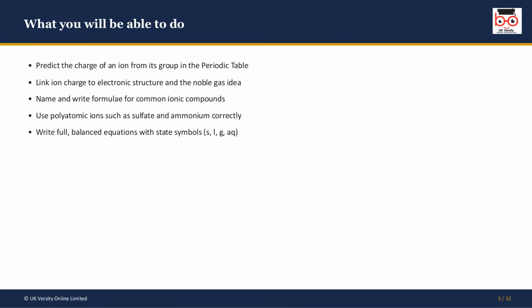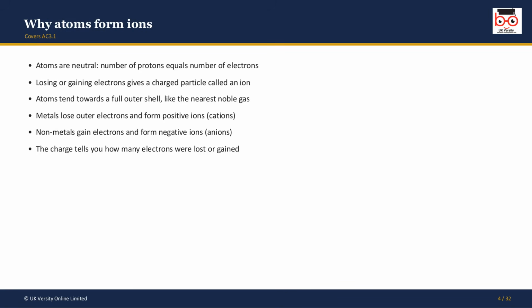You'll predict an ion's charge from its group in the periodic table, and link that charge to electronic structure and the noble gas idea. You'll name and write formulae for common ionic compounds, handle polyatomic ions like sulfate and ammonium correctly, and put together full balanced equations with state symbols: solid, liquid, gas, and aqueous. Let's start with why atoms form ions in the first place.